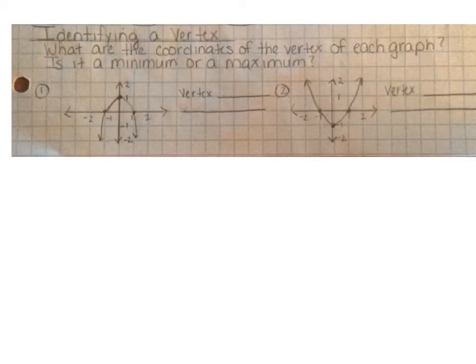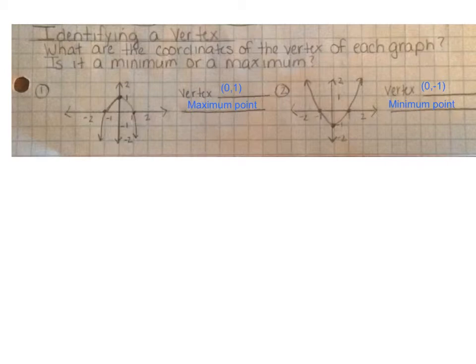Now we're going to identify a vertex. What are the coordinates of the vertex of each graph? Is it a minimum or maximum? So let's look at graph 1. The vertex in graph 1 would be (0, 1). And that would be the maximum point, because as we stated previously, when it opens downward, your vertex is going to be your maximum point, the highest point. You can see in this graph that the point (0, 1) is the highest point on the graph. In graph 2, the vertex would be (0, negative 1), which would be the minimum point.